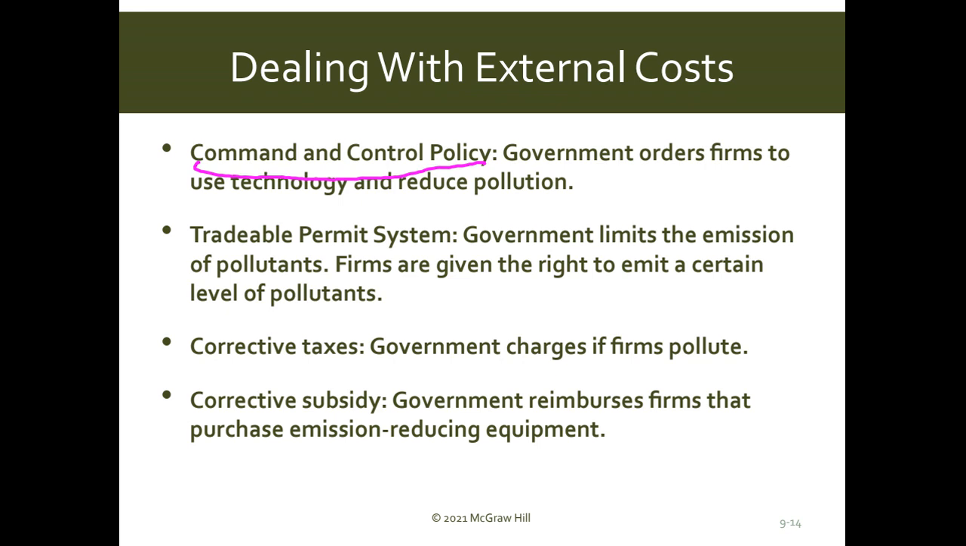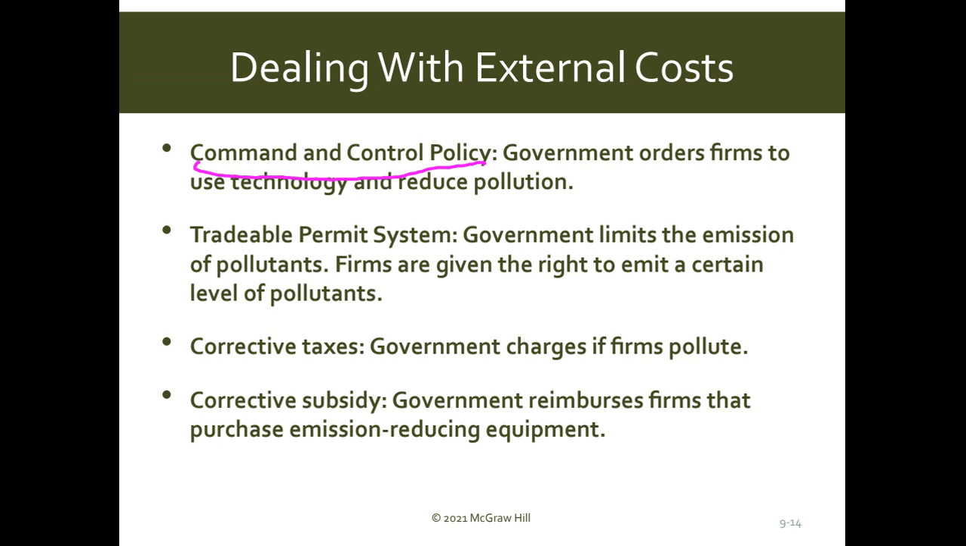Second, tradable permit system. So government limits the emission of pollutants. Firms are given the right to emit a certain level of pollutants. And by tradable permit system, I mean that firms that are polluting more can buy these permits from another firm that is not polluting as much, right? So there's a market for these permits as well. And this is why we call it tradable permit. So firms can trade these permits among themselves.